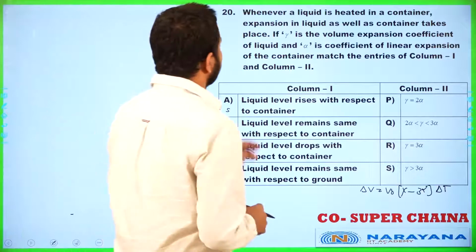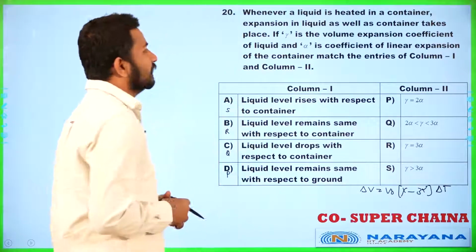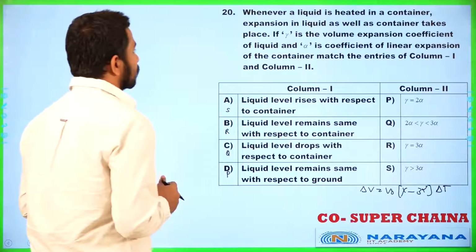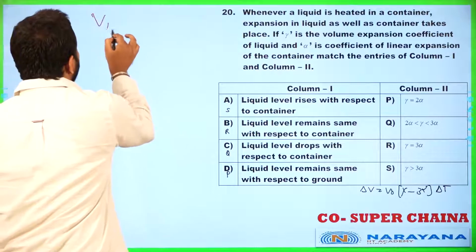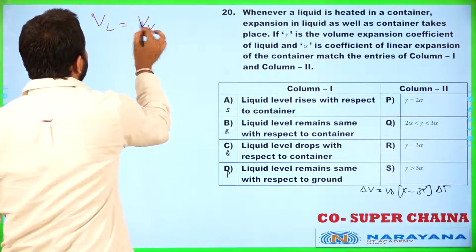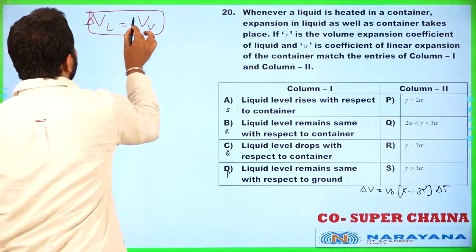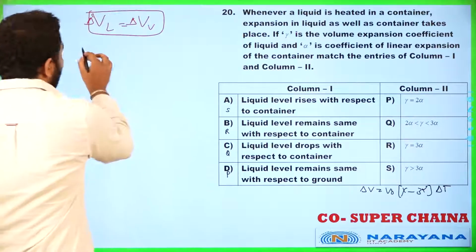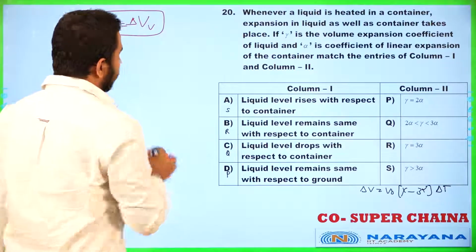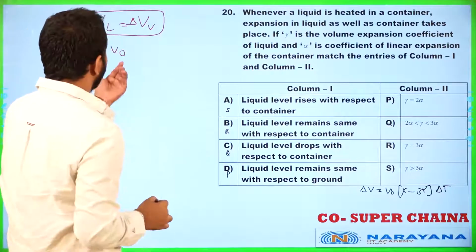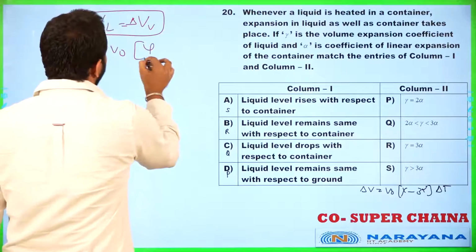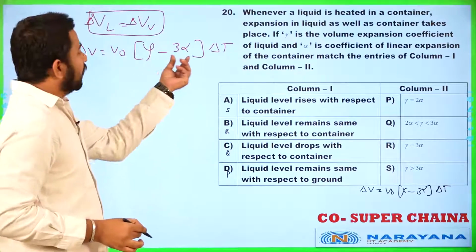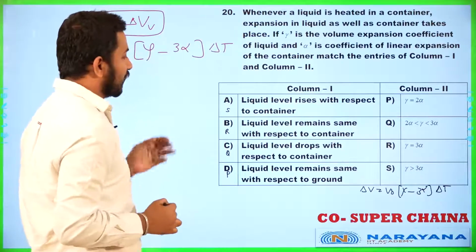So if you see here the next question, whenever a liquid is heated in a container, the expansion in liquid as well as the container take place. Okay. So delta V of liquid will be equal to delta V of vessel. We can write it whatever will be the expansion here. I can write delta V in terms of V naught gamma minus 3 alpha delta T. This is for the liquid and this is for the vessel.